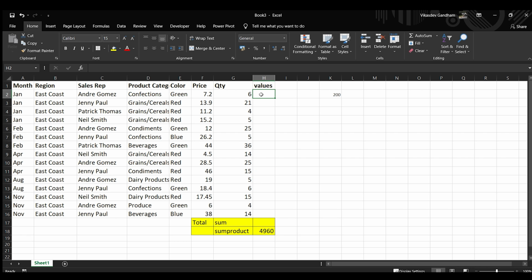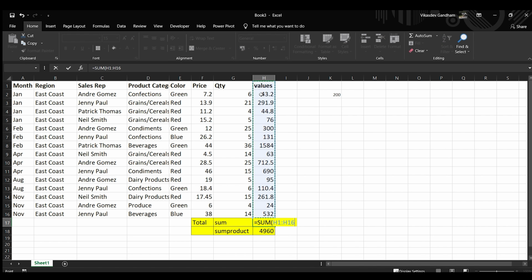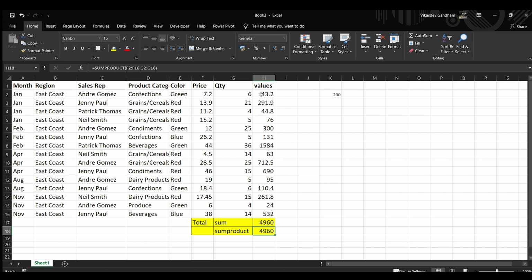Okay, so I'll explain it to you. It is equal to quantity into price. So again, calculate the sum value. What is exactly this? See, when you calculate with SUM, first you need to do the multiplication and then you need to apply the sum value. So SUMPRODUCT will directly give the total value.